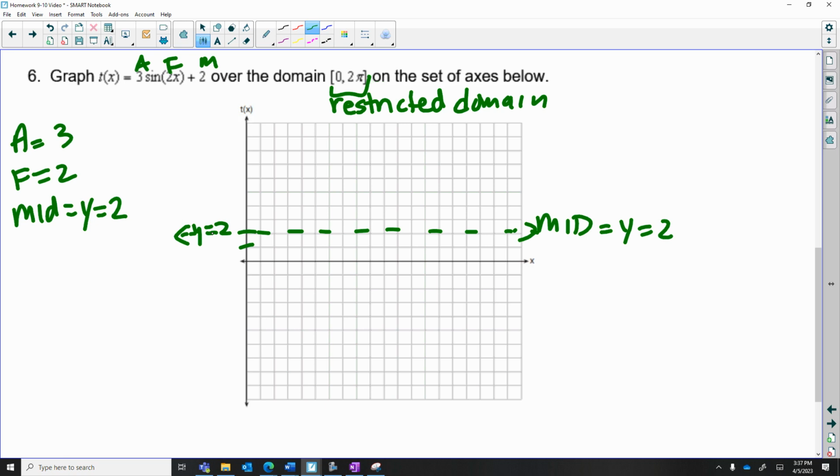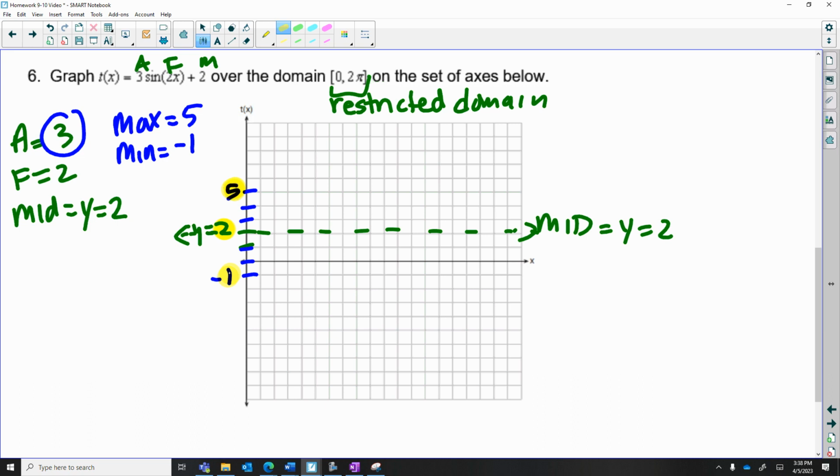Now I'm going to go up and down by my amplitude. So I'm going to go up 3 units and down 3 units from 2. So 2 plus 3 is 5. 2 minus 3 is -1. So our maximum is 5, just 2 plus 3, and our minimum is 2 minus 3, -1. Okay, so we're going to be alternating between these 3 key values, our maximum, our midline, and our minimum.